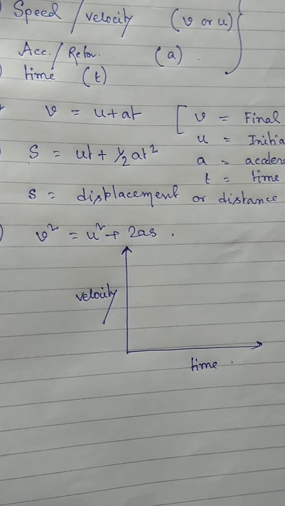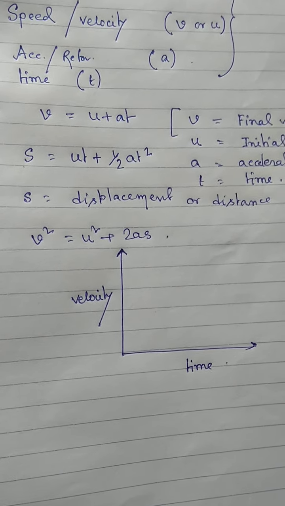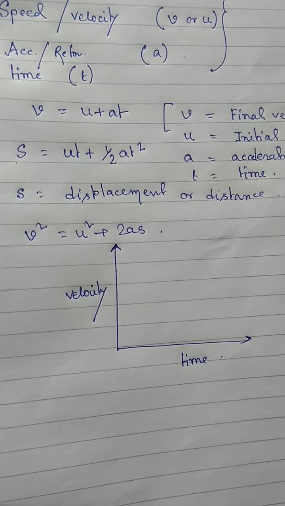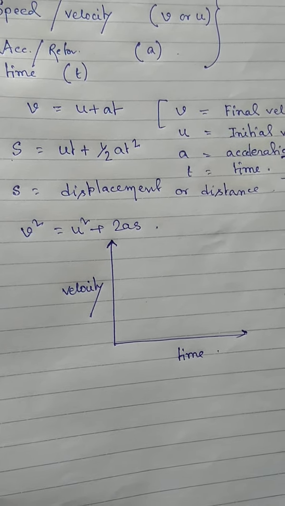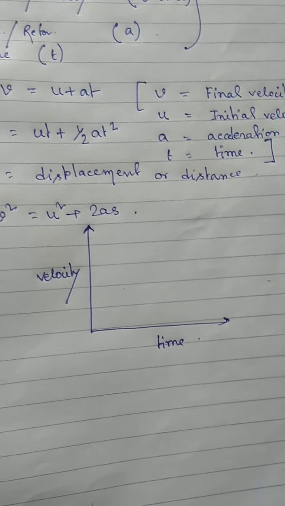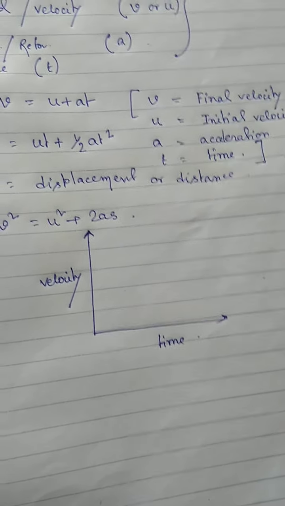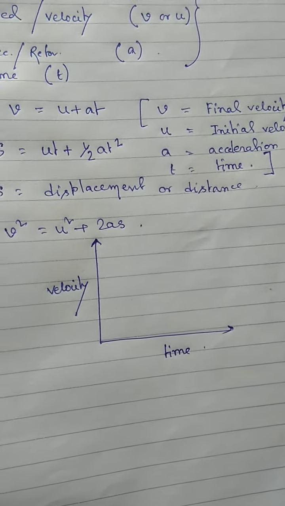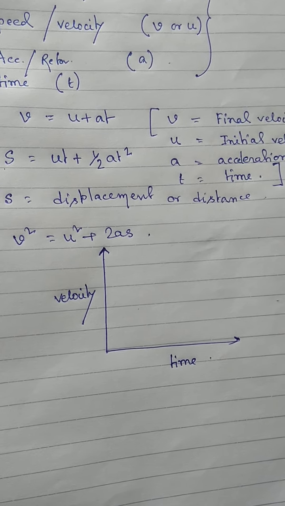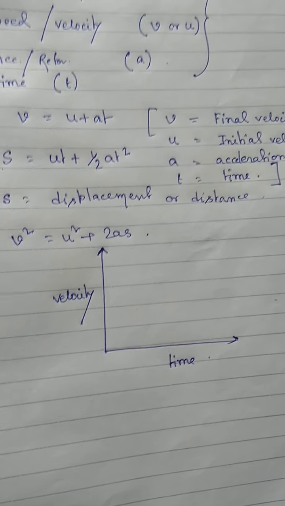If the body has constant retardation, then those equations are replaced, and the equations become V equal to U minus AT, S equal to UT minus half AT square, V square equal to U square minus 2AS, for a body with constant retardation, that means decreasing velocity. So in your next class we will discuss how to derive those equations, V equal to U plus AT, S equal to UT plus half AT square, and V square equal to U square plus 2AS, by the graphical method. Thank you.